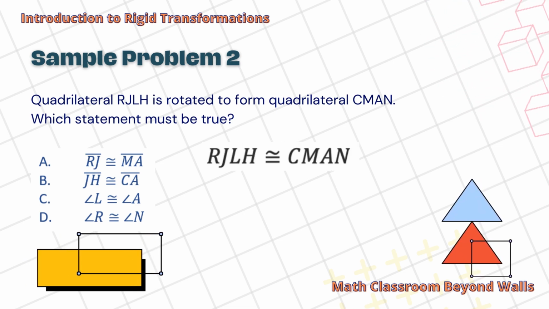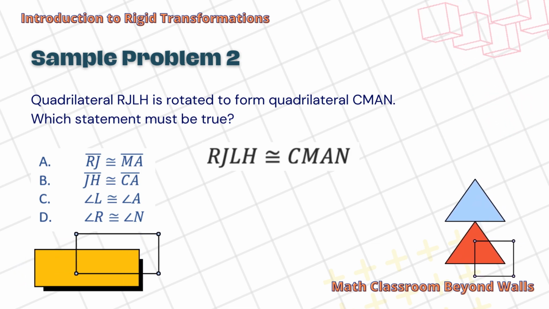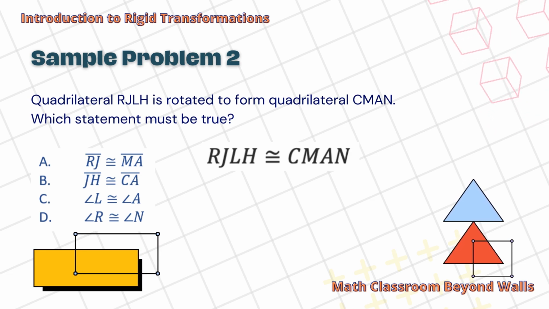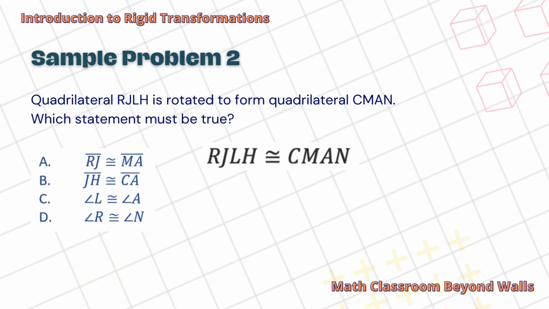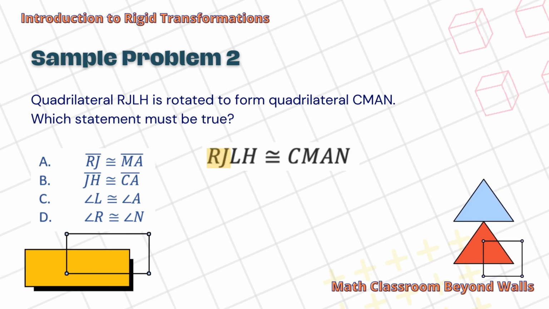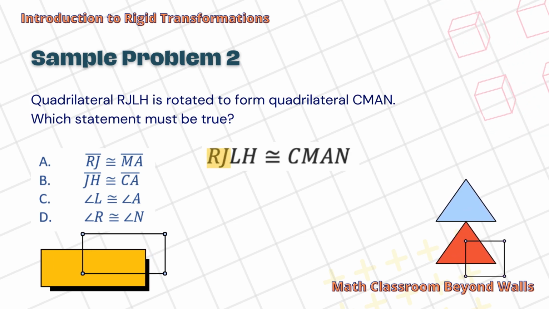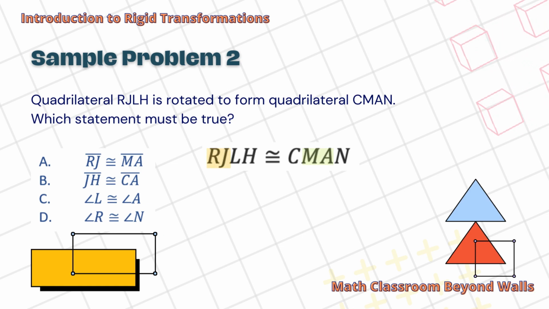Option A, segment RJ is congruent to segment MA. Let us examine the order of the letters in both the preimage and the image. R and J are the first and the second on the preimage. M and A are the second and the third. So no, not a true statement. The order of the letters is not the same.